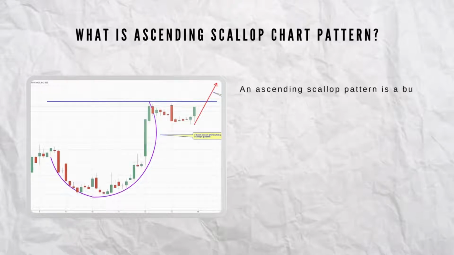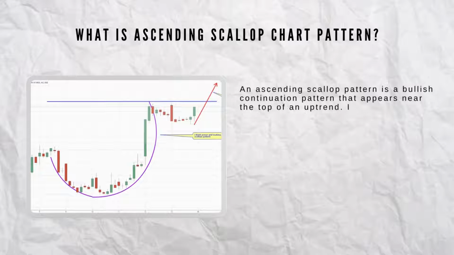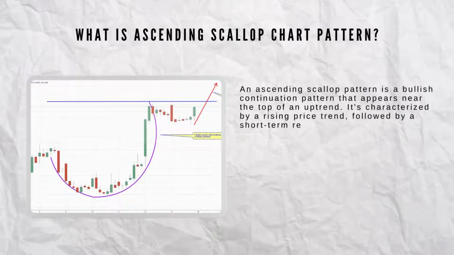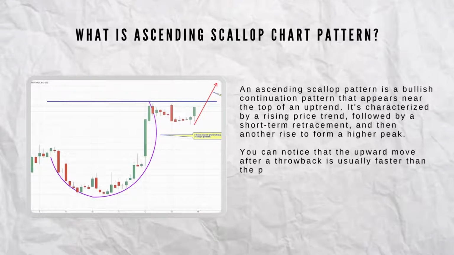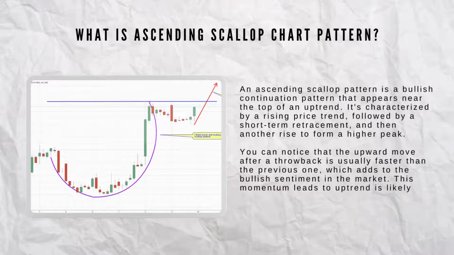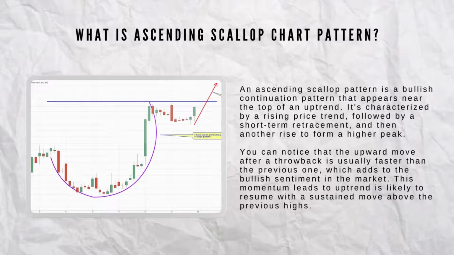An ascending scallop pattern is a bullish continuation pattern that appears near the top of an uptrend. It's characterized by a rising price trend, followed by a short-term retracement, and then another rise to form a higher peak. You can notice that the upward move after a throwback is usually faster than the previous one, which adds to the bullish sentiment in the market. This momentum means the uptrend is likely to resume with a sustained move above the previous highs.